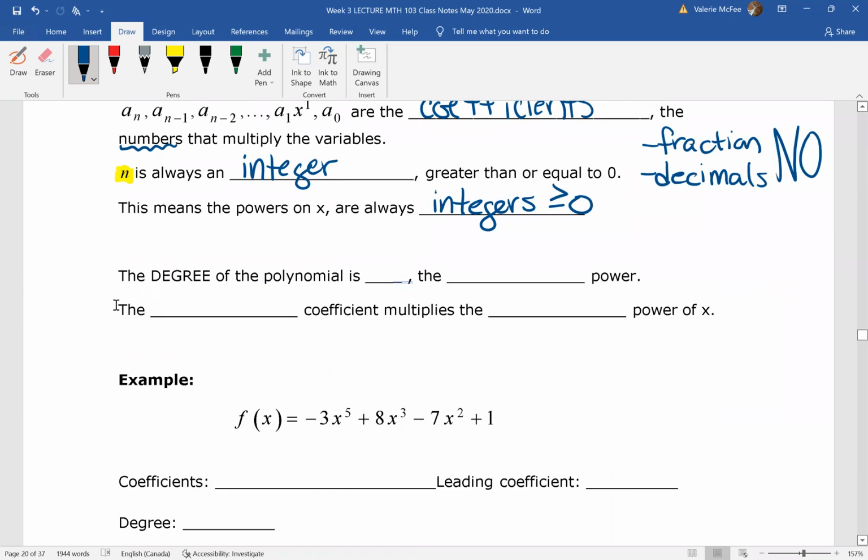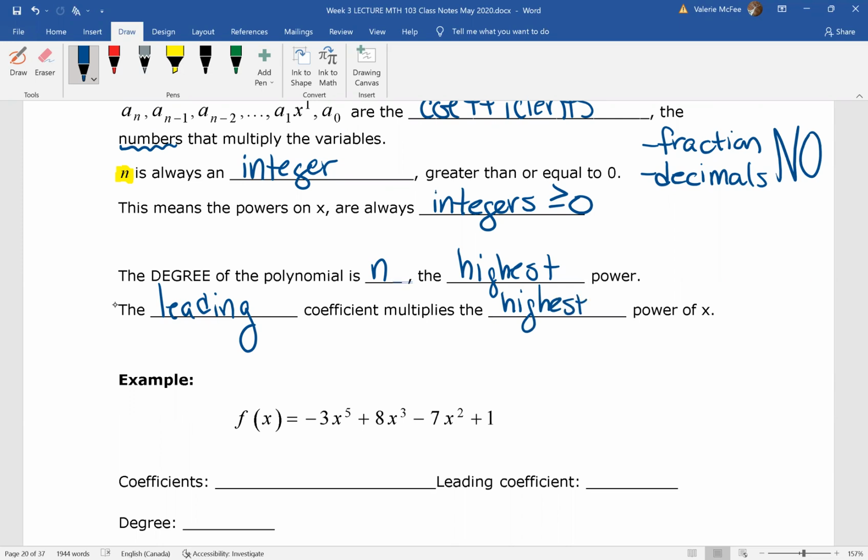We're going to be talking about the degree of a polynomial. So the degree is always n, or the highest power. And the leading coefficient, which will always also be important to us, the leading coefficient is the number that multiplies the highest power of x.